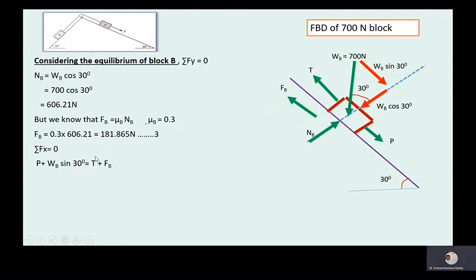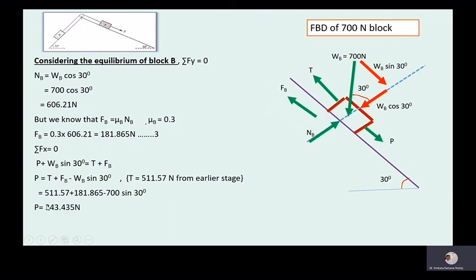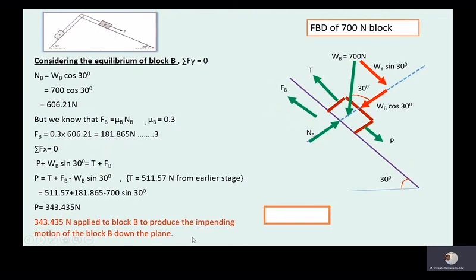T value we found in the earlier stage. That value is to be substituted here. Then WB value also to be substituted, FB value also to be substituted. Then P is equal to T plus FB minus WB sin 30. After substituting T value, FB value and WB value, we got P value as 343.435 newtons. 343.435 newtons applied to block B to produce the impending motion of the block B down the plane.